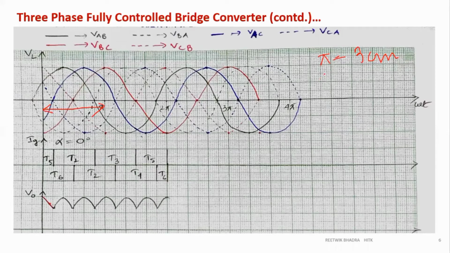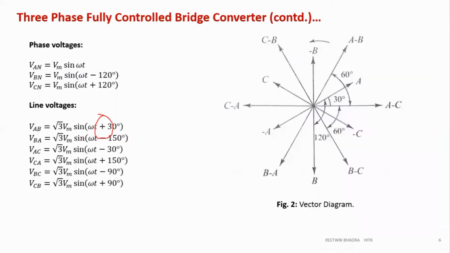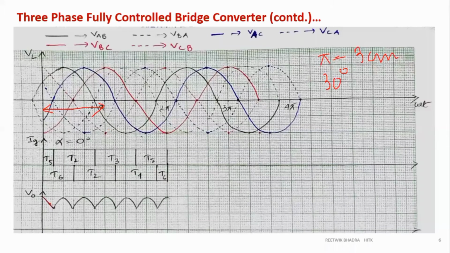Now you will calculate 30 degree first, because I am drawing my AB. What is my angle over here? Plus 30 degree. So 30 degree is equal to, you will find out, it will come out to be 0.5 centimeter. So 0.5 centimeter you will take from the left hand side of your x-axis. Mark that point as a dot.